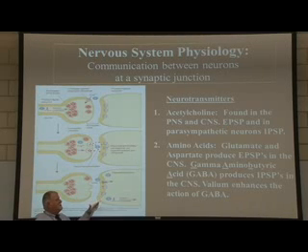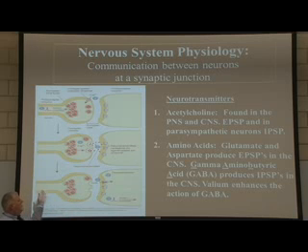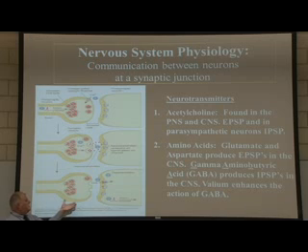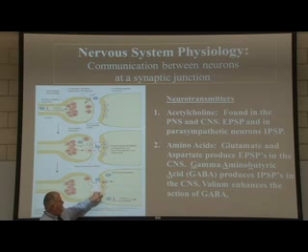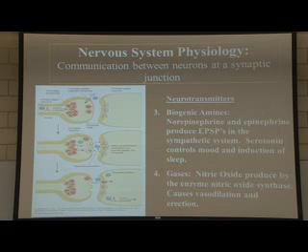Communication across synapses. We talked about the fact that when an action potential gets to the synaptic end bulb, it opens calcium channels. Calcium causes the release of neurotransmitter, and the neurotransmitters bind with receptors on the dendrite, and we changed this to a graded potential. And we went through the neurotransmitters that are involved in the process.